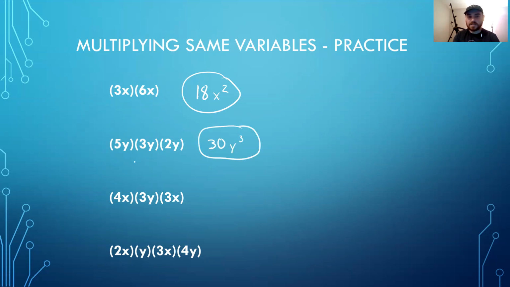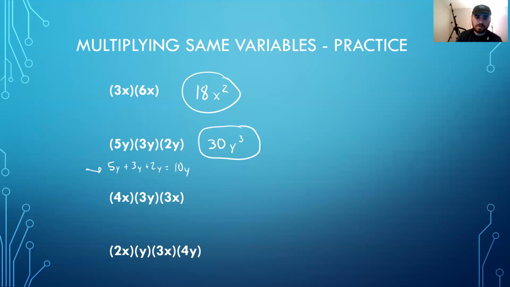Now, be careful here, because these ones you could also add. So if I had this instead, 5y plus 3y plus 2y, this would just give me 10y, which is obviously a very different answer. So just be careful whether you're multiplying and dividing or adding and subtracting. When we're adding and subtracting, we can only do it with like terms. When we're multiplying, we can do it with whatever terms we want.